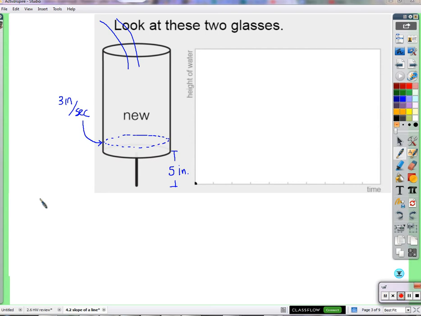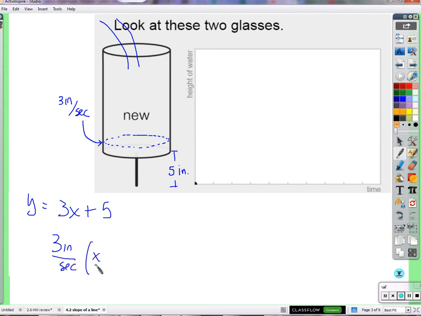Here. I know what it is, I think. What do you got? Y equals 3x plus 5. Who agrees with what Robert's put down there? Okay, sounds like a lot of people would agree. I agree as well, because let's think about what's going to happen here. We're going to get 3 inches per second times x.